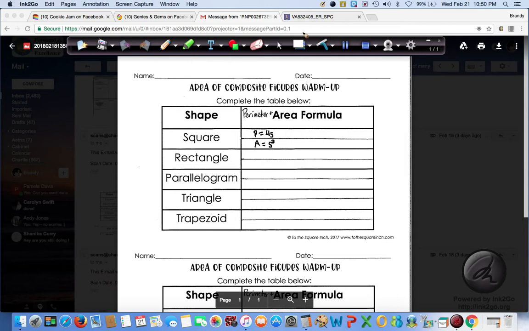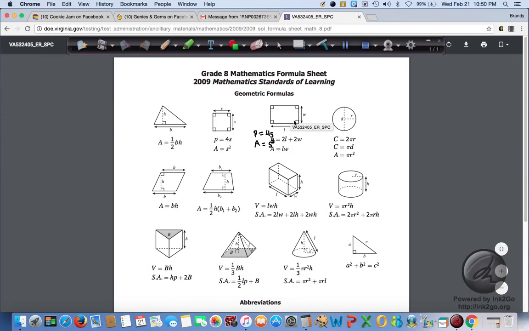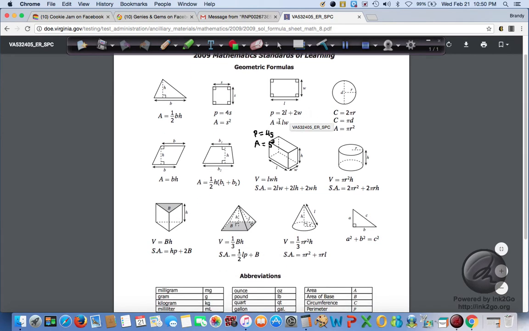Now for rectangles, we have this other one right here, where it says the perimeter is 2, and that is an L. I've had some students confused, thinking maybe that's a 1, but that's actually an L. So you could make that a capital L if you wanted. It doesn't matter. So the perimeter would be 2 times the length, because our lengths are the same size, plus 2 times the width, because our widths are the same size. And area equals length times width. And that's something you guys have known for a while.